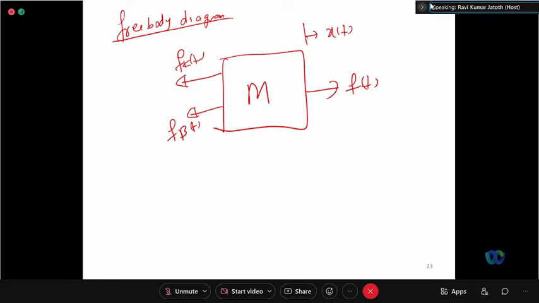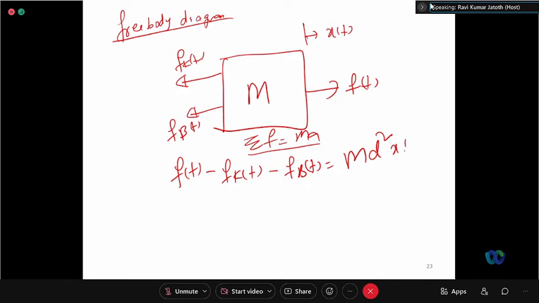Now, apply Newton's second law, which says what? Summation of forces acting on a body is equal to the product of mass and acceleration. Right. So now tell me the equation. F of t is in this direction. So f of t minus Fk of t minus Fb of t is equal to m into d square x of t by dt square.